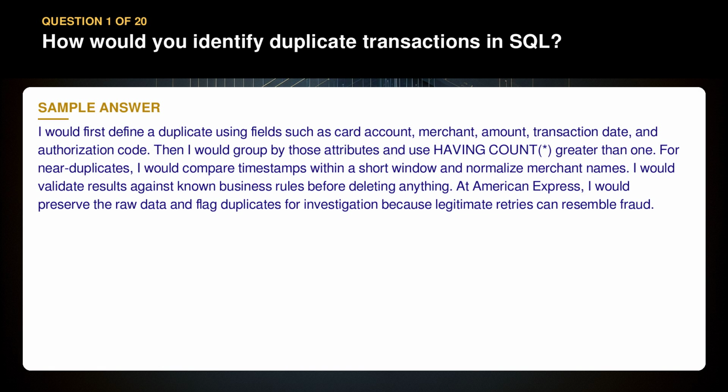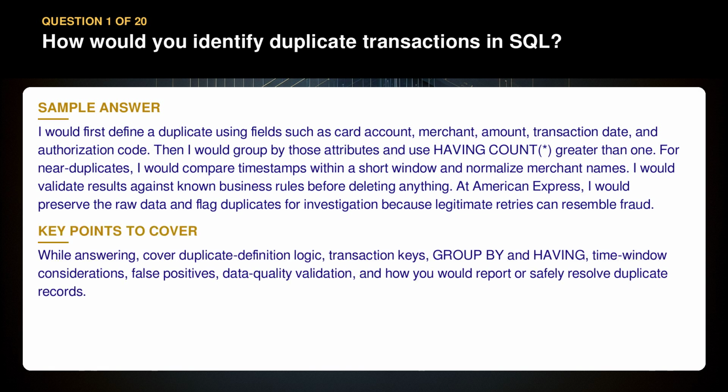At American Express, I would preserve the raw data and flag duplicates for investigation because legitimate retries can resemble fraud. While answering, cover duplicate definition logic, transaction keys, group by and having, time window considerations, false positives, data quality validation, and how you would report or safely resolve duplicate records.